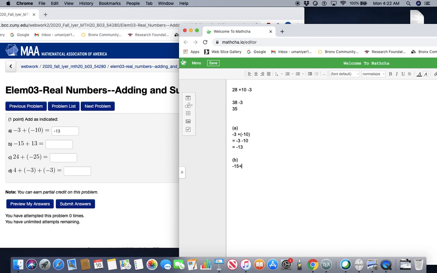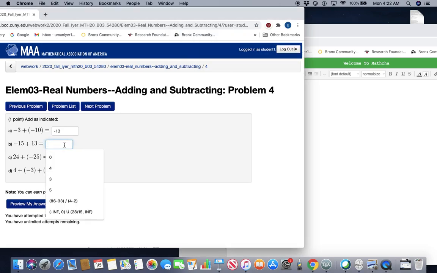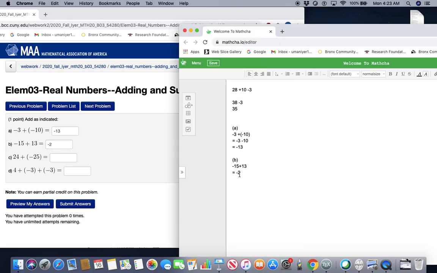Negative 15 plus 13. Well, you're at negative 15 and then you gain 13, positive 13. So you're now at negative 2, right? Another way of thinking: this has bigger magnitude, so the answer is going to be a negative. And then you take the difference of the two.